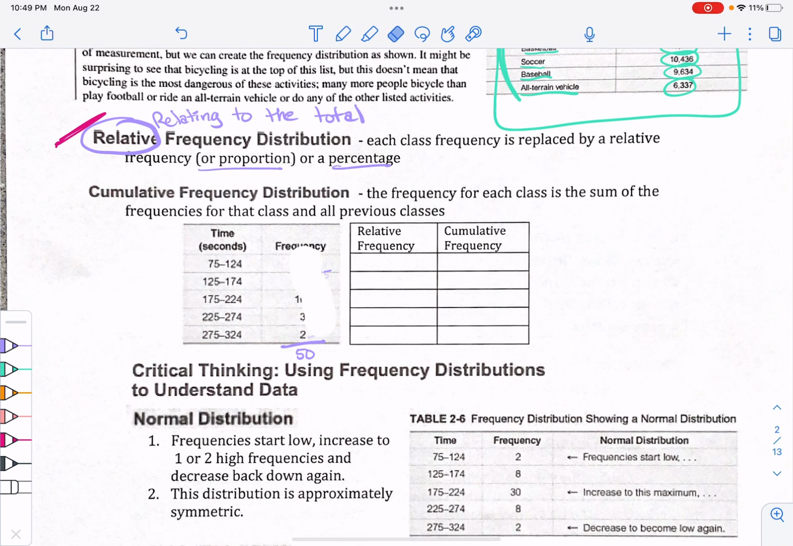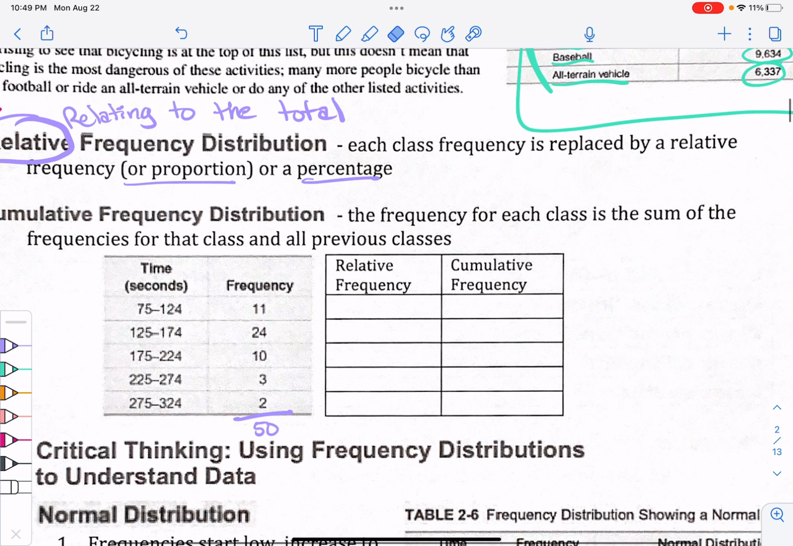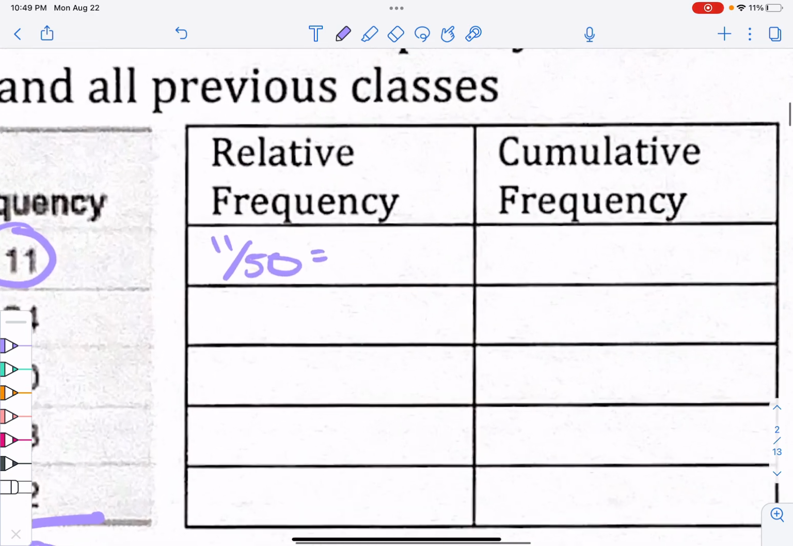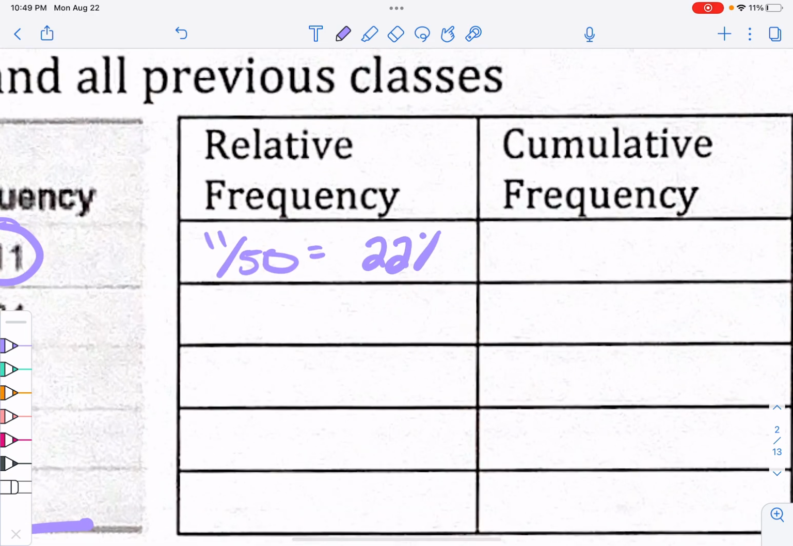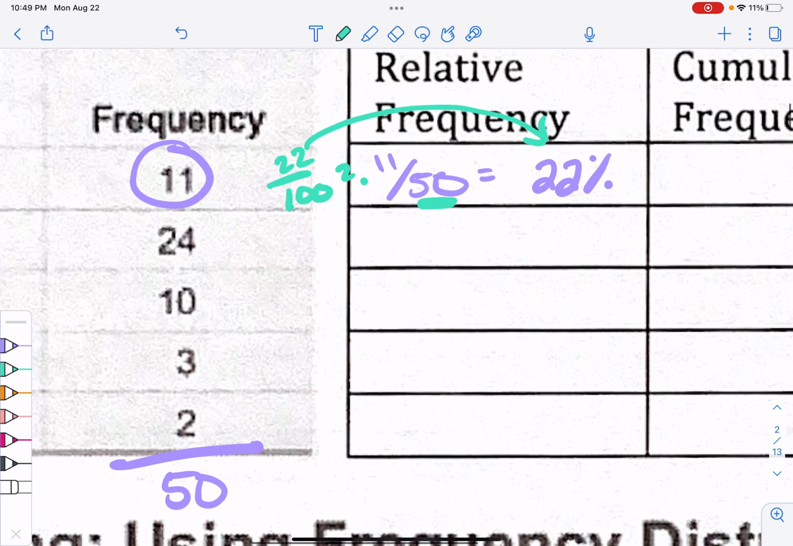So when we do a relative frequency distribution, we relate it to the total. So this is 11 out of 50, which has a relative frequency. If I convert that to a percentage, that is 22%. Now I'm going to show you a really easy way to convert to percent, especially if this bottom number is 50. Percentages are out of 100, so if I multiply the top and the bottom by 2, that would be 22 over 100, which is 22%. So multiplying by 2 will give me that percentage.